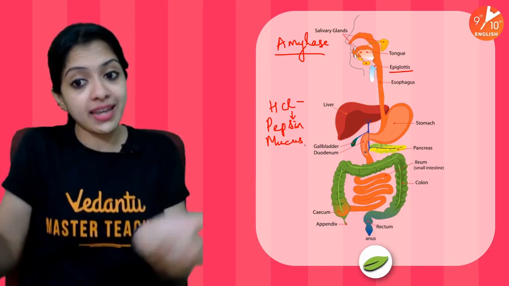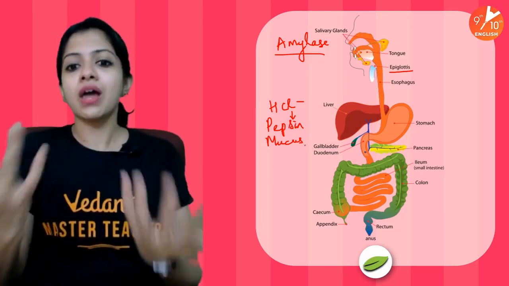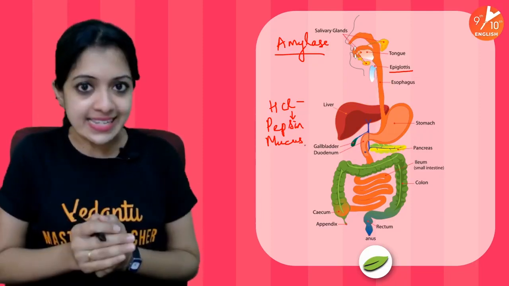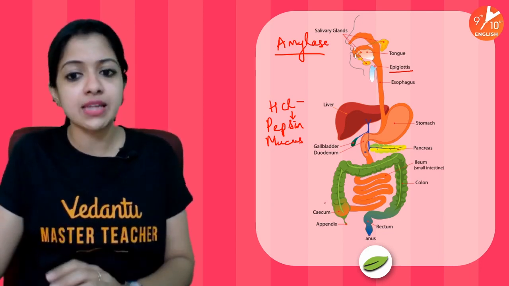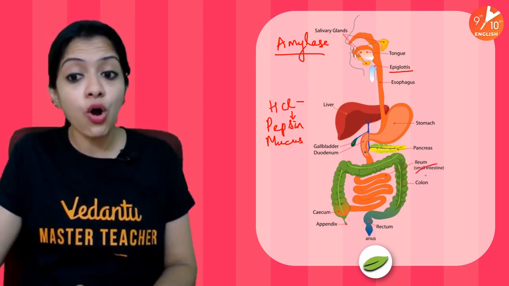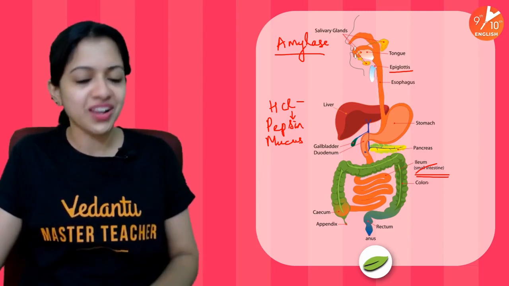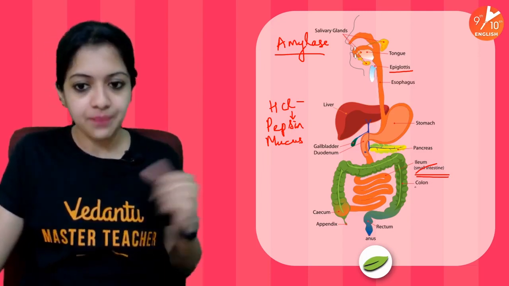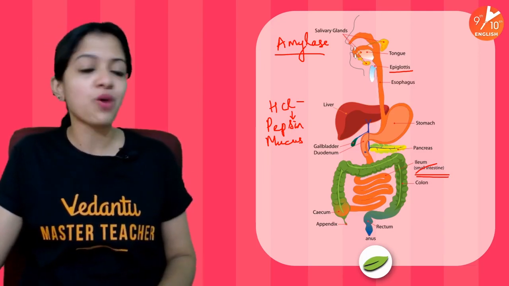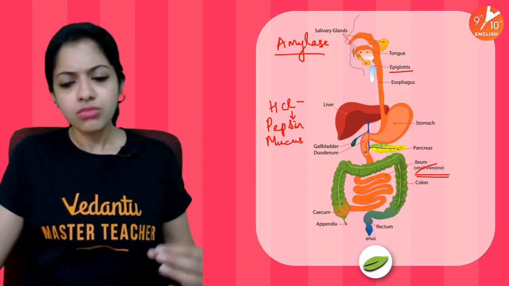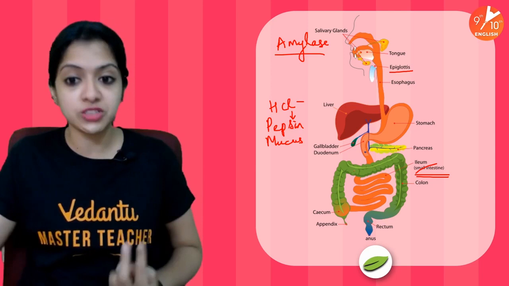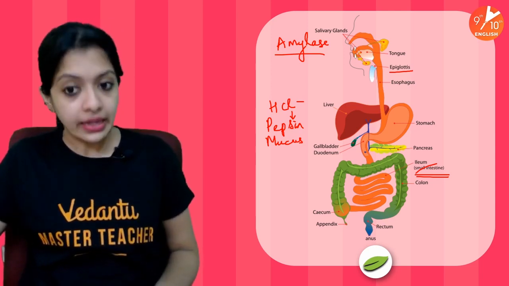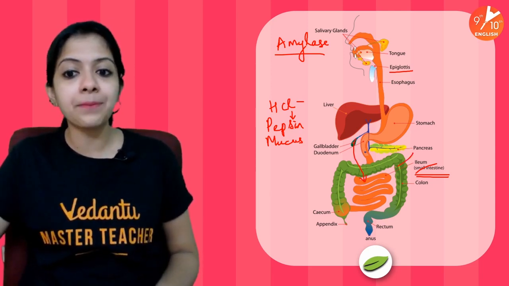Mucus is there to protect your own stomach walls from the harmful effects of this acid. Okay, so now the partially digested food from the stomach enters into the small intestine. Okay, so this orange part is the small intestine, wherein there is the secretion of two major organs, which are the liver and the pancreas.